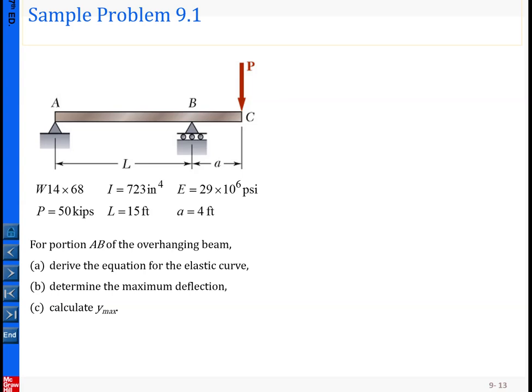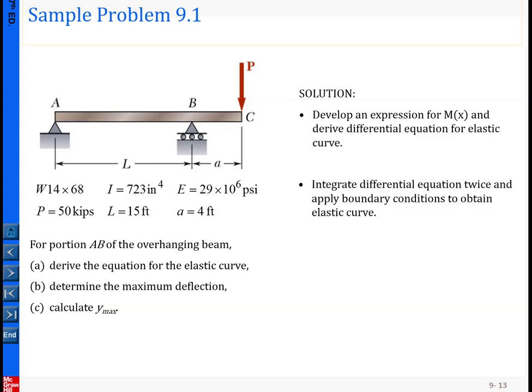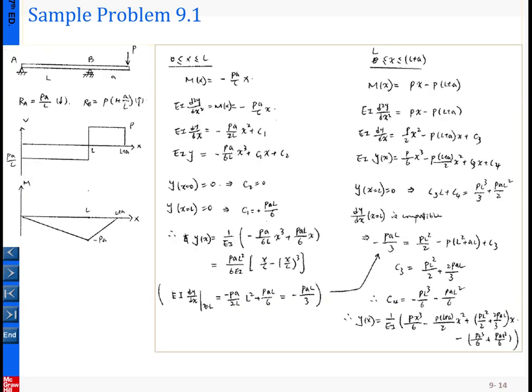And another example is the overhanging beam. That is from our textbook, and here I listed my detailed calculations. Again, the major effort is on this. We know d squared y over dx squared equals M of x over EI. So the major effort is to obtain the bending moment. That is the first step.